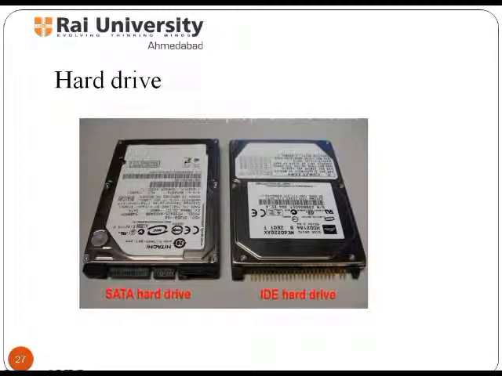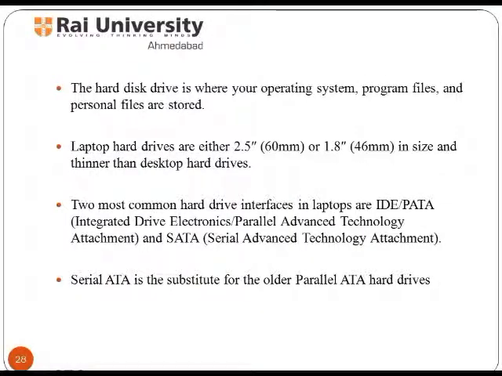What is a hard disk? A hard disk drive is a device where operating system program files and personal files are stored. A hard disk drive retains its data even when powered off. Data is read in a random access manner, meaning individual blocks of data can be stored or retrieved in any order rather than sequentially.